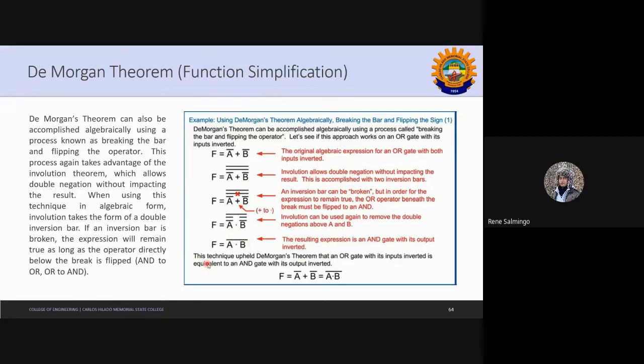This technique is the De Morgan theorem, that the OR gate with its input inverted is equivalent to an AND gate. So we have this final answer. If your answer is this one, it is correct; if your answer is this one, it is still also correct, and they will have the same result. So this is another De Morgan theorem.